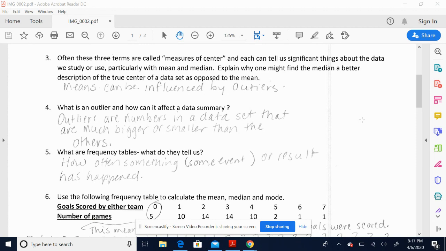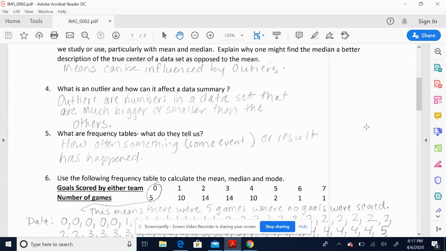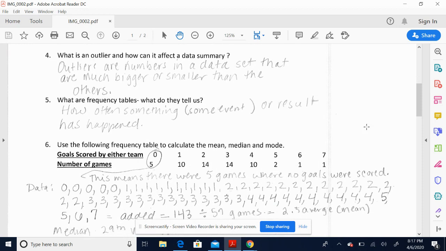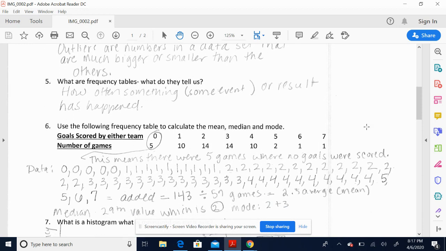Okay, number 5 asks us, what are frequency tables and what do they tell us? Frequency tables tell us how often some event or some result happened. So when you look at number 6, this is an example of a frequency table. What we've got here is the number of goals that were scored in a soccer game by either team, just added up the score. And then the bottom row tells us how many games that happened in. So it's a count of how often this was the total goals scored in a particular game.